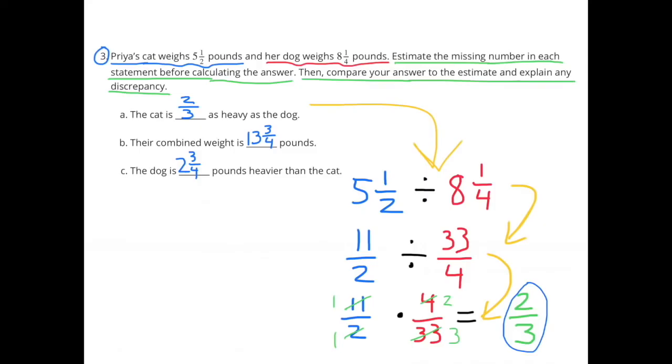The weight of the cat, 5½ pounds, divided by the weight of the dog, 8 1/4 pounds, equals 11 halves divided by 33/4, which equals 11 halves times the reciprocal of 33/4, and that equals 2/3. The cat is 2/3 as heavy as the dog.